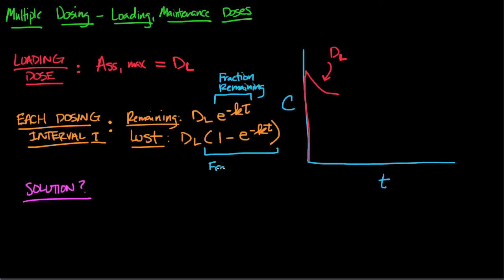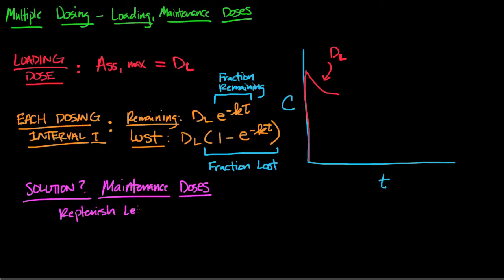Okay, and if we want to keep a given concentration range, keep a given CSS max, keep a given CSS min, we're going to administer loading doses, or not loading doses, maintenance doses. So we need maintenance doses. The presence of these maintenance doses, what they do is they maintain the concentration that's desired. And what you have to do is you have to replenish what got lost. So it makes very logical sense that your maintenance dose is going to be equal to whatever was lost, which is loading dose times 1 minus e to the negative k tau.